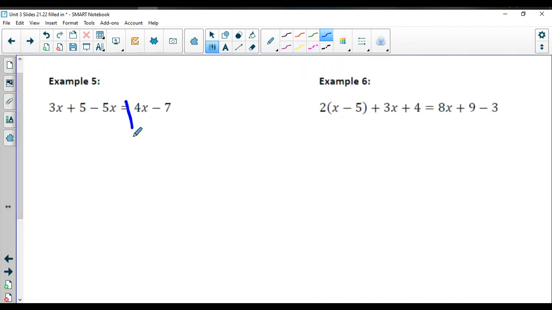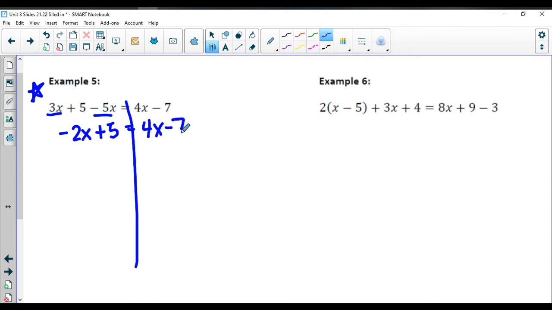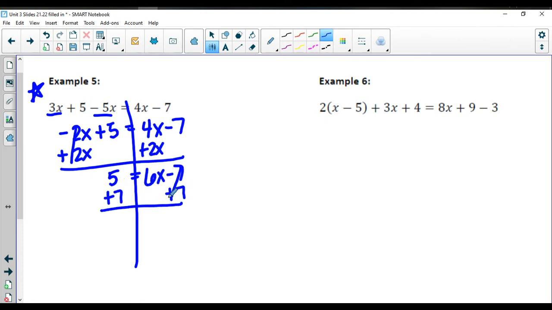Example number 5, I'm going to have you combine your like terms over here, move your variable, and then solve. Combining the 3x and the negative 5x, I get negative 2x plus 5, which is equal to 4x minus 7. Adding the 2x to both sides, since that one's smaller. So we get 5 is equal to 6x minus 7. Adding 7, trying to work to get my variable alone. So I get 6x is equal to 12. Divide through by 6, and I get 2 equals x.